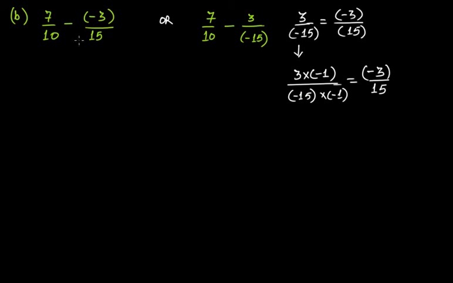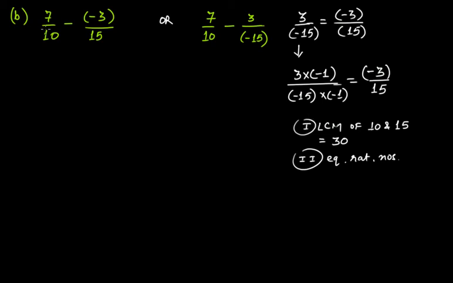Okay, now the first step then will be to find the LCM of 10 and 15. The LCM of 10 and 15 is 30. Now, the second step is to find the equivalent rational numbers of these two rational numbers such that the denominator becomes equal to the LCM, that is 30 in this case.